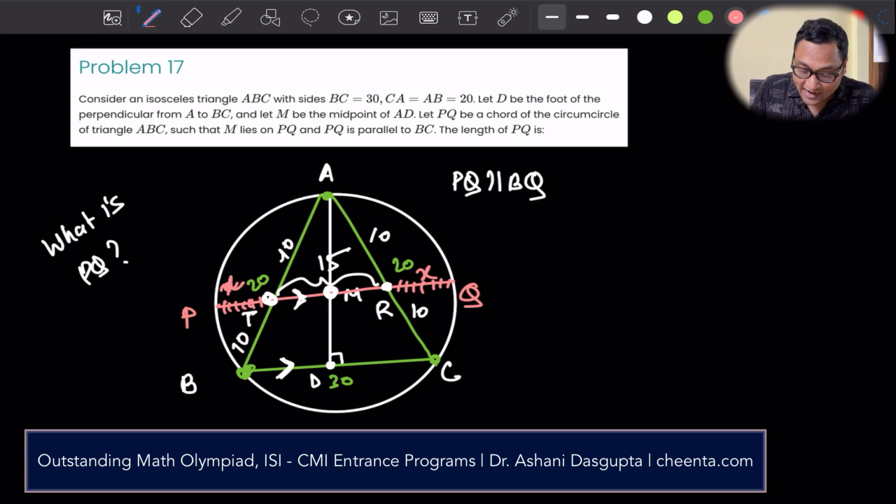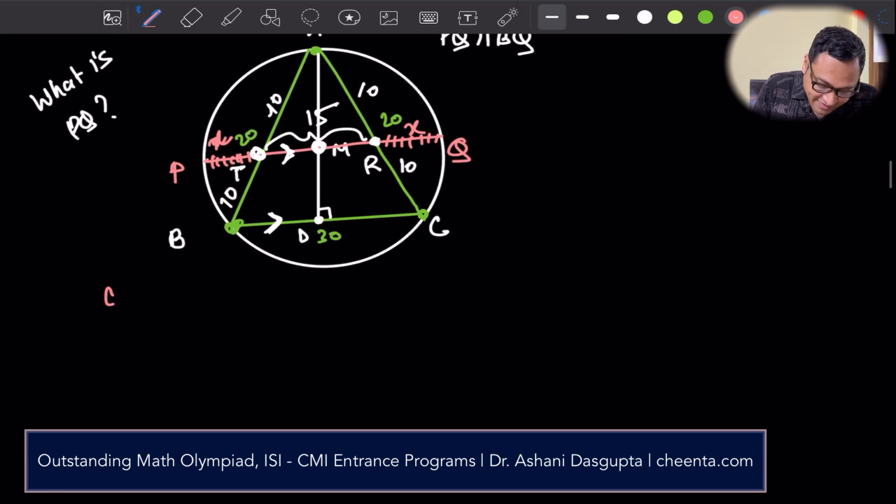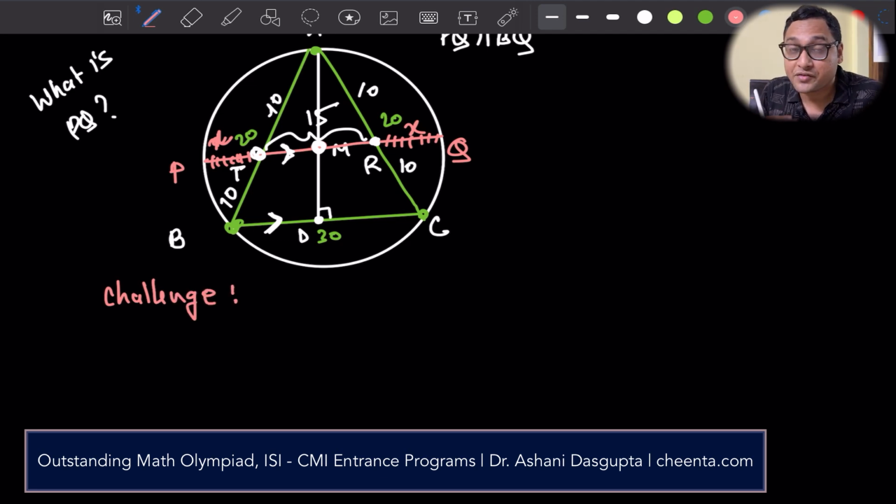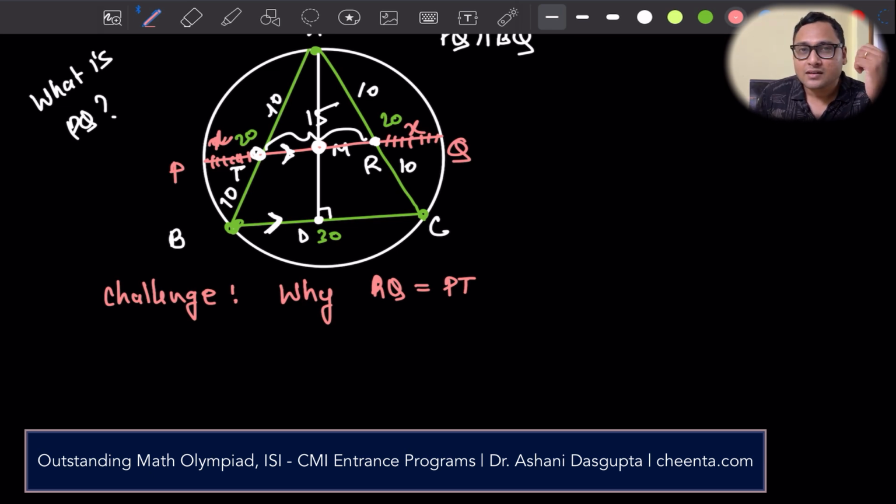So here is a challenge question. This is very simple to prove, but I want you to give it a try and write a rigorous solution. Why is it true that RQ is equal to PT? You have to do some congruency argument.